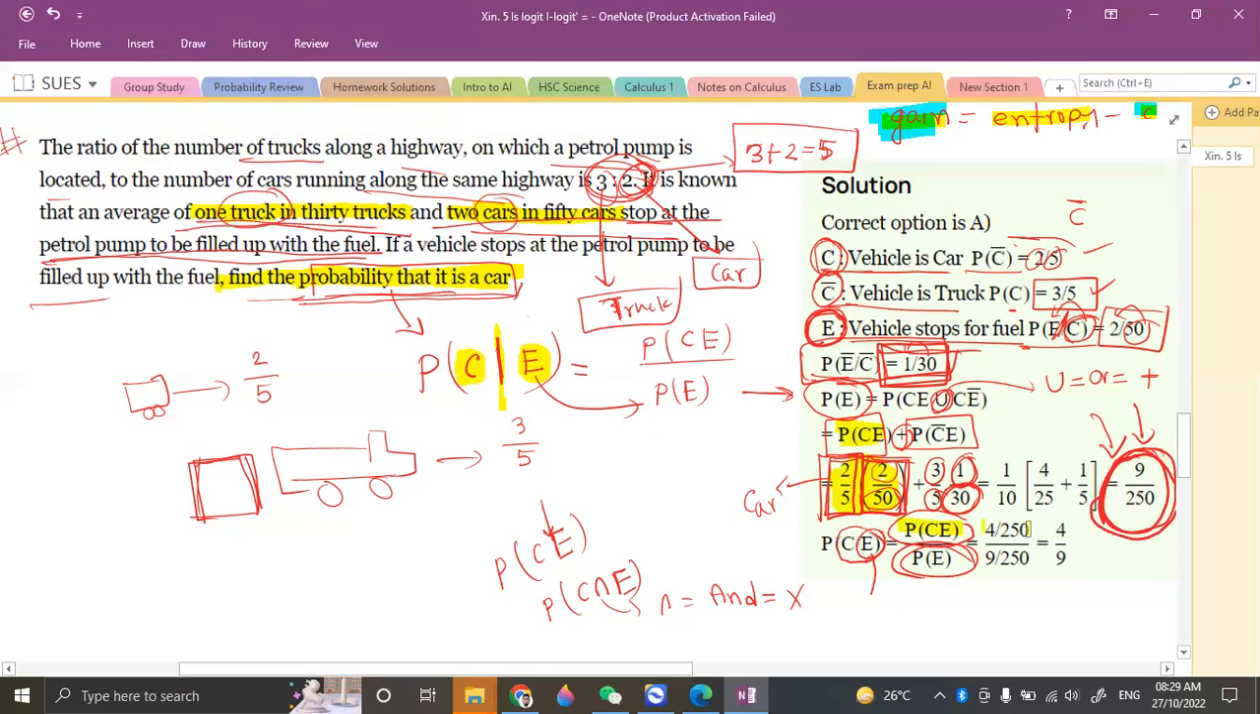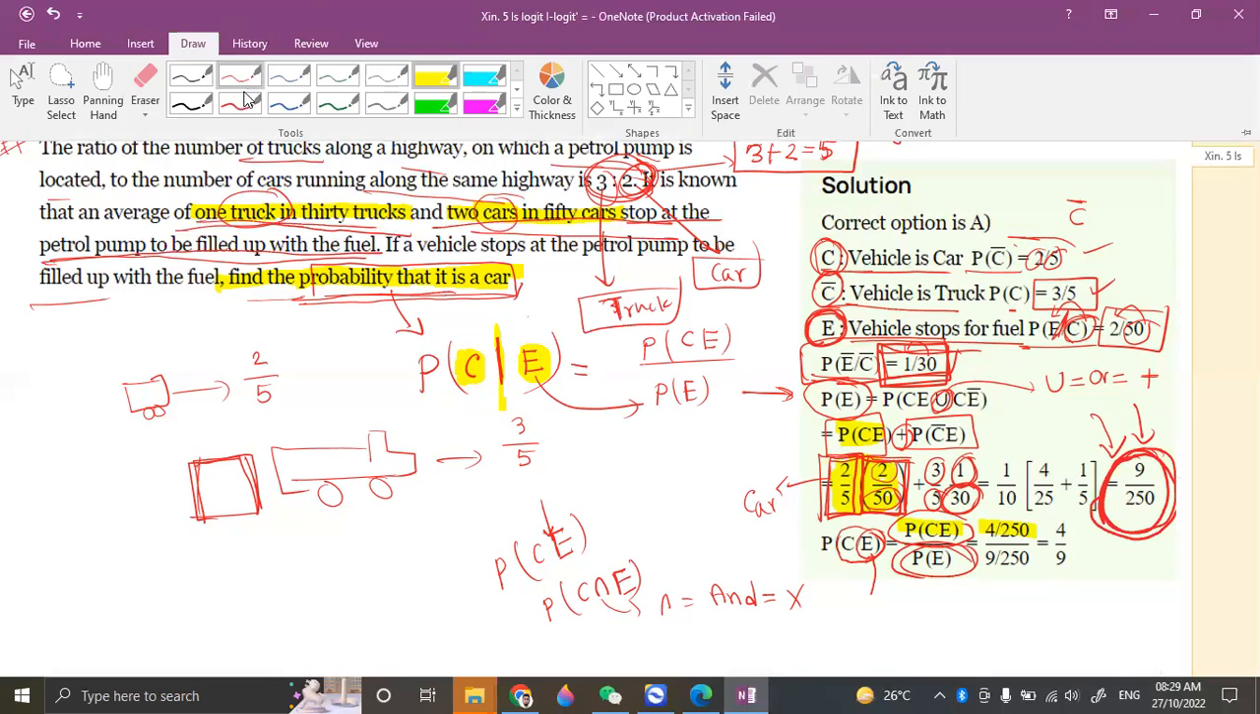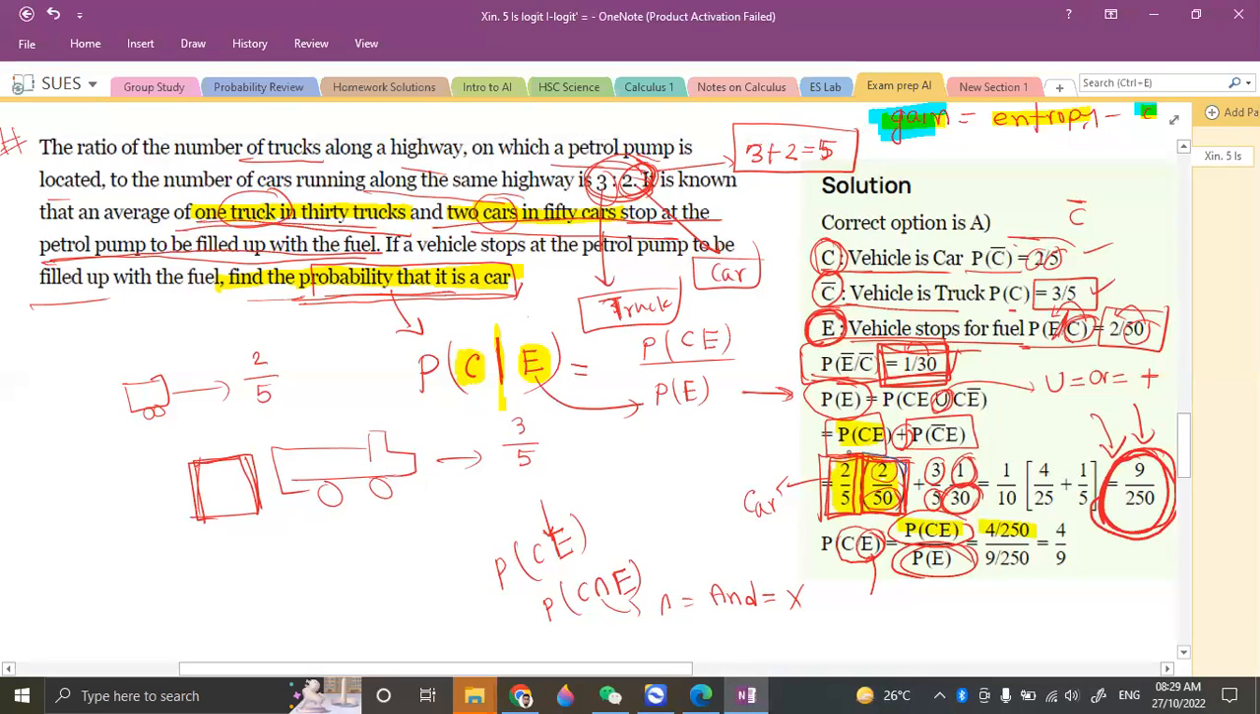So this is 4 out of 250. If you calculate 2 times 2, that is 4, and 50 times 5, that is 250. So 4 out of 250. And for the probability of E, you already calculated it here. E means this car needs fuel, so this is the probability that this car needs fuel, and we got 9 out of 250.